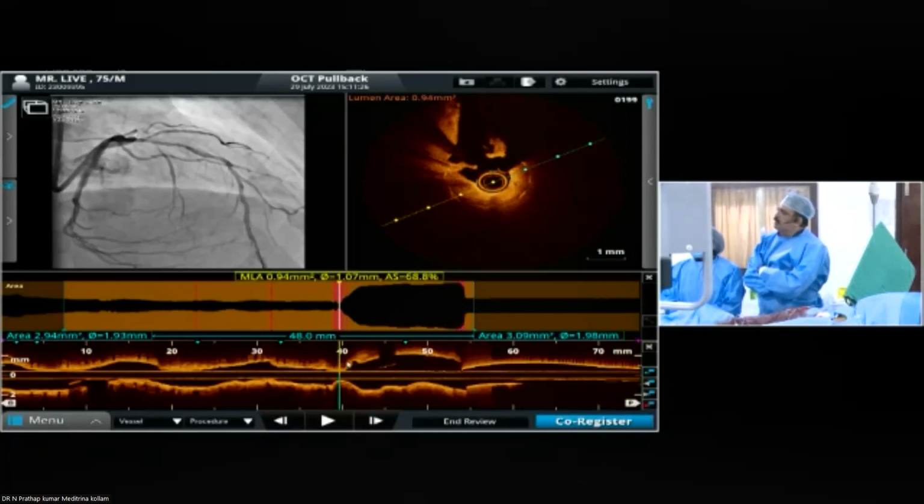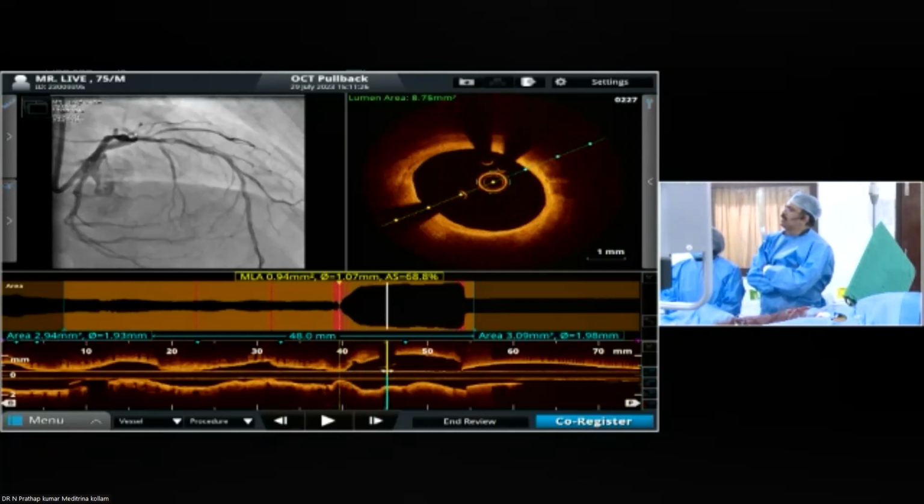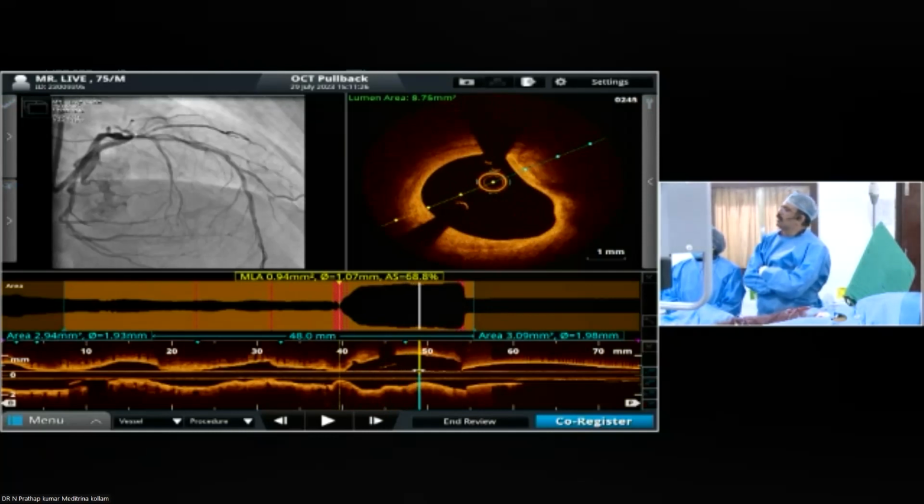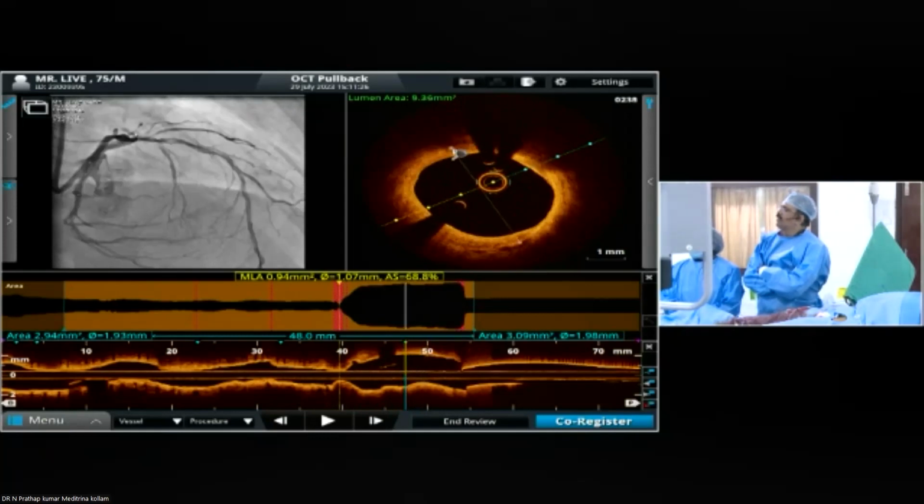If you go up to the LMCA, can you just show the LMCA? This area is looking very good. Can you show the length and diameter? Vessel diameter is nearly 4.15.